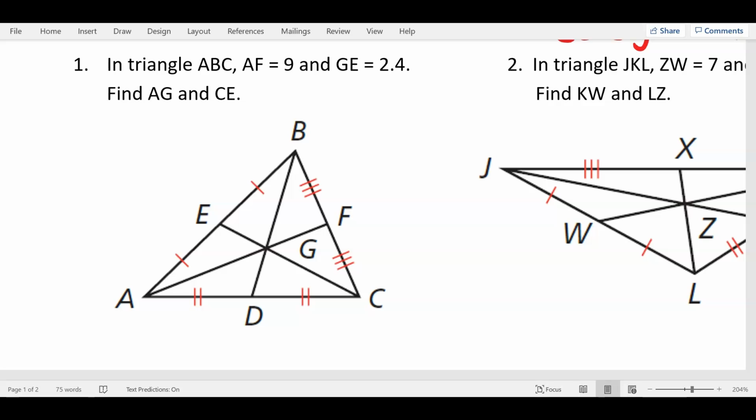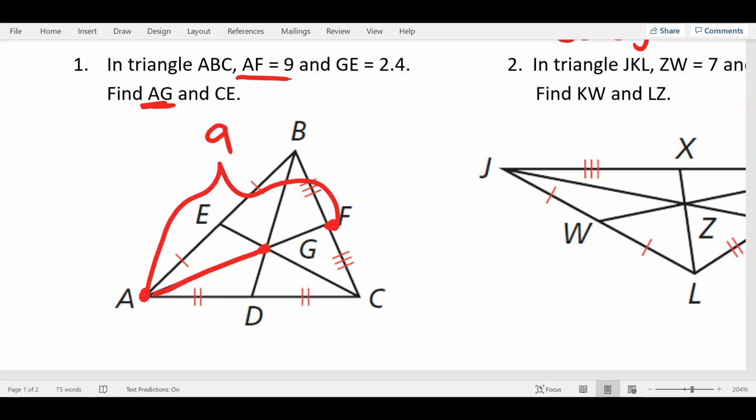From A to F is 9. So please make a big bracket. From A to F is 9, okay? Now skip the GE part, we're going to skip down to find what? Find AG. A to G. Now you tell me. From A to G, is that the big, the small, or the whole thing? The big one. Everyone see that? AG is longer than GF, right? It's not the whole thing, but it's the big one, okay?